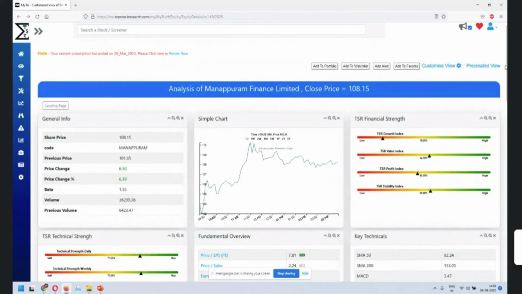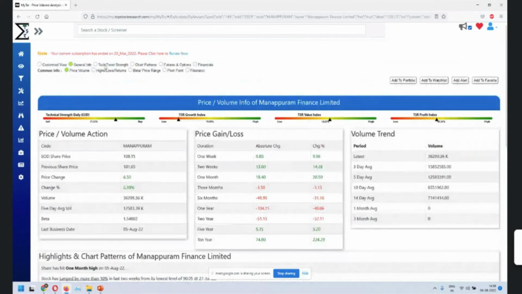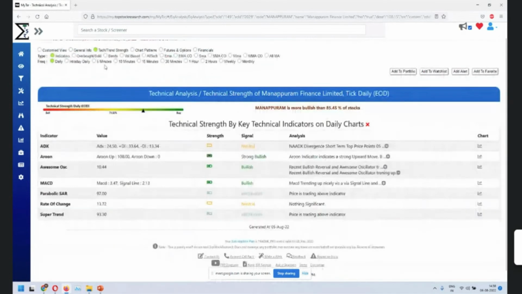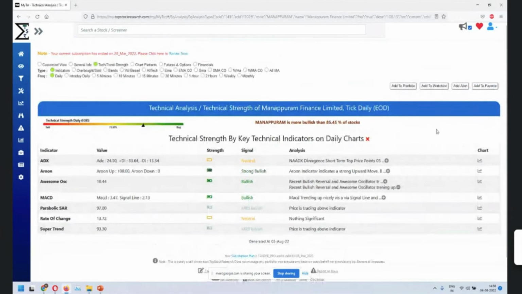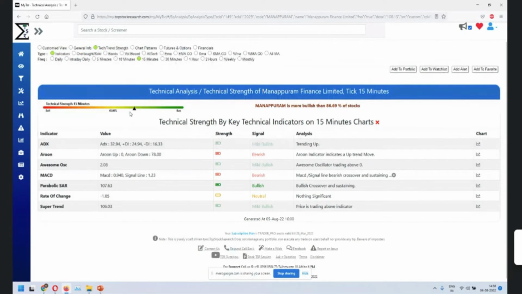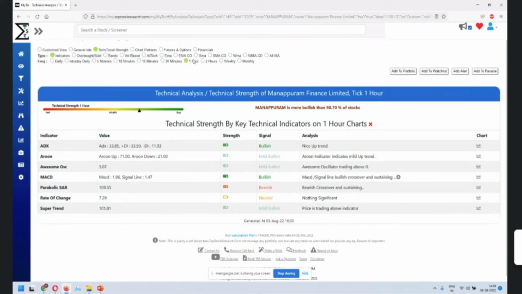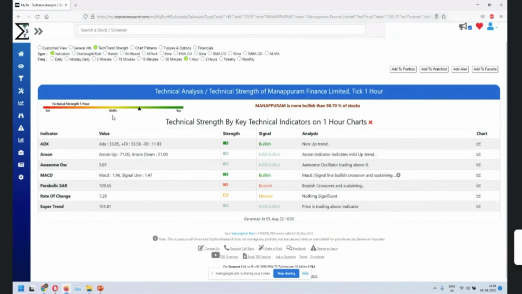So how do you go tick by tick? If you go here and look at technical strength, at EOD it is 85%. It's not necessary that it will be the same in other ticks. So let's see how it is on the 15 minutes tick. Should be much better, I believe. Right? So it's not so good. It's 65%. It is 86% more bullish, but overall strength is about 65%. On the 1 hour tick it is 68%. So depending on the time period that you trade on or look at, you can choose different ticks.